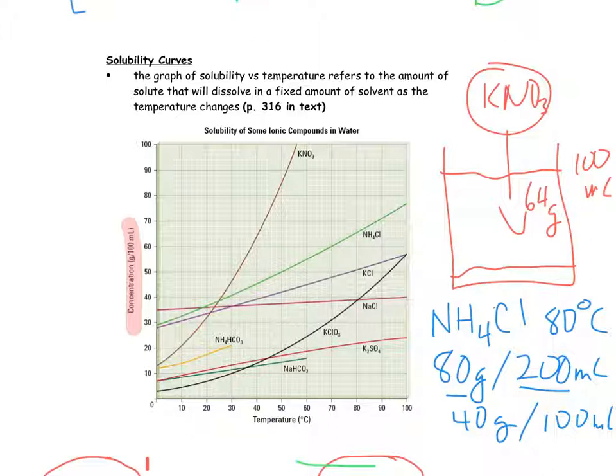So at 80 degrees Celsius, I'm going to follow my line up, 80 degrees Celsius. And when I look at this graph right here, I can see that it looks like it's about 66 grams per 100 milliliters. The maximum amount of ammonium chloride I can add is 66 grams per 100 milliliters. Since I'm only adding 40 grams per 100 milliliters, that tells me that the solution I'm describing would be unsaturated. So hopefully you did okay with that.